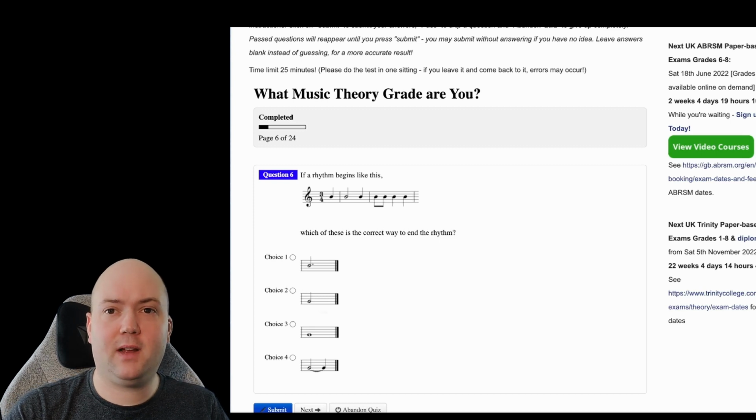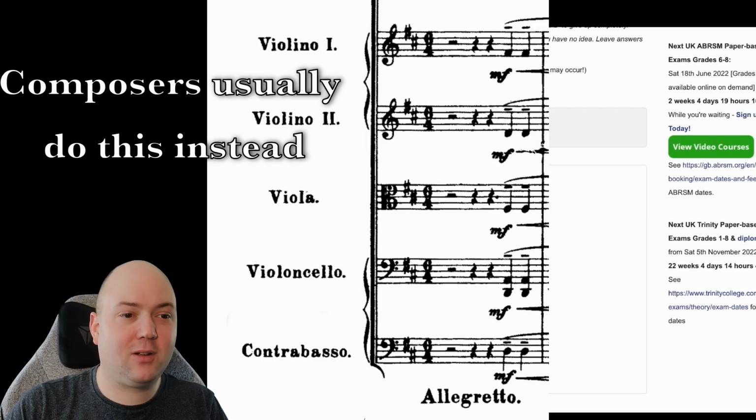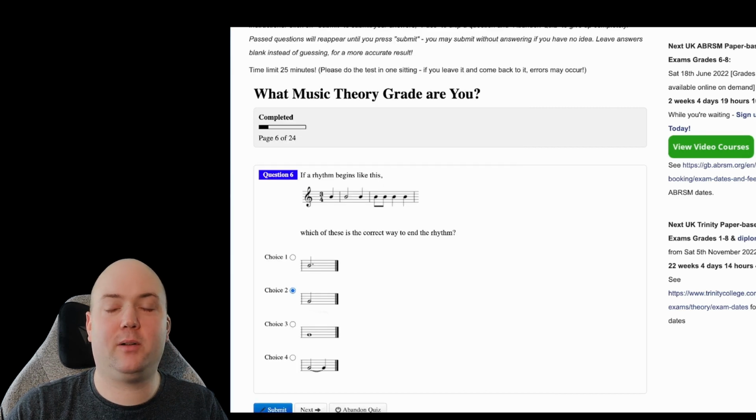So if there is a pickup or an anacrusis to the first bar, so if we have a pickup measure, the rest of that is going to be at the end of the piece. No, that's not true. I don't know why this is a thing, because that doesn't happen in the real world. So the answer that they're looking for is choice 2, since that's got 2 beats, the quarter note pickup is our 3rd beat. No.